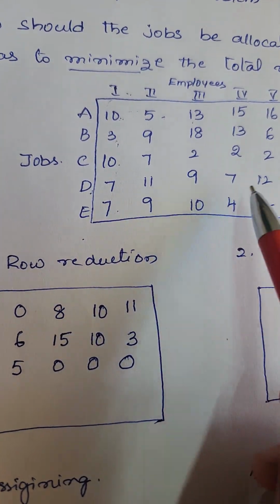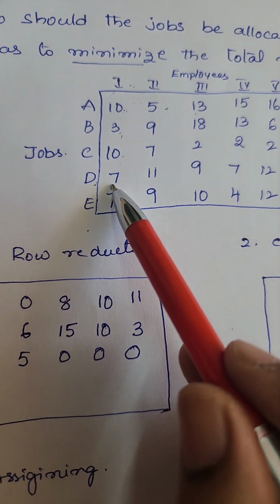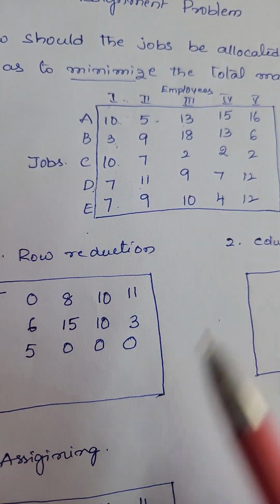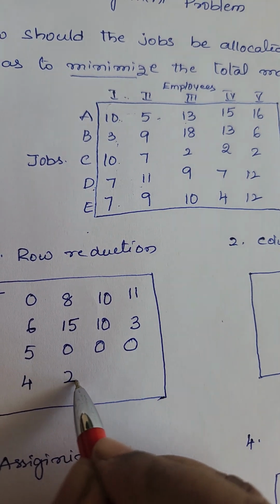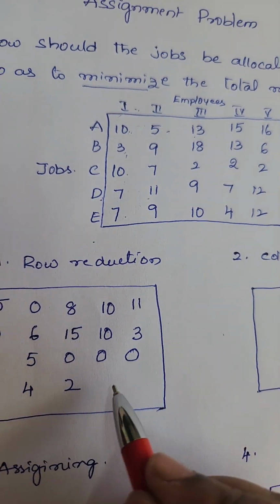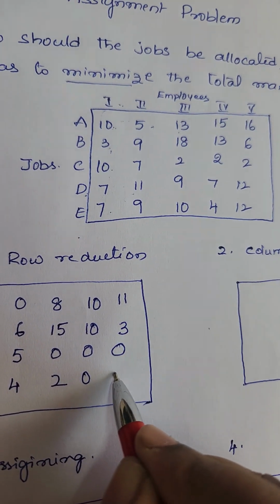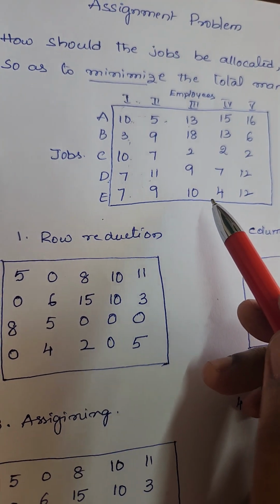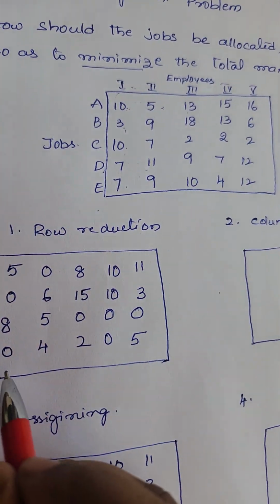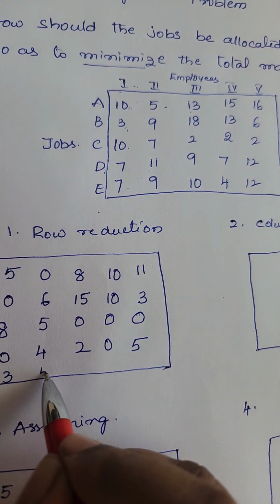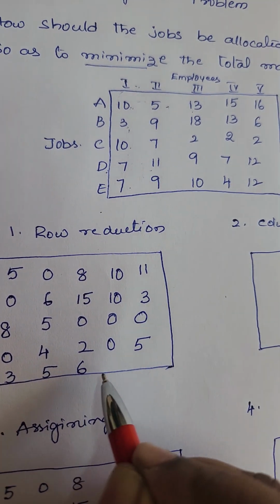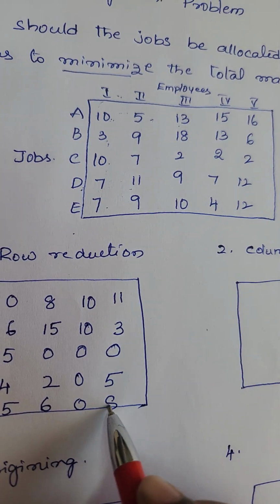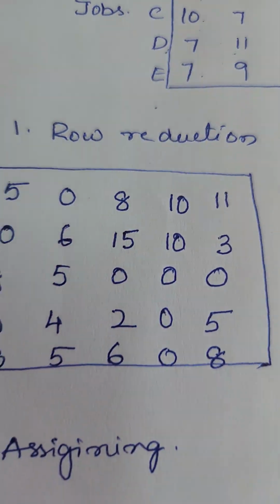0. In the fourth row, the least element is 7. So subtract that element. 7 minus 7, 0. 11 minus 7, 4. 9 minus 7, 2. 7 minus 7, 0. 12 minus 7, 5. In the fifth row, the least element is 4. So subtract 4 from all the elements. 7 minus 4, 3. 9 minus 4, 5. 10 minus 4, 6. 4 minus 4, 0. And 12 minus 4, 8. So this is row reduction.